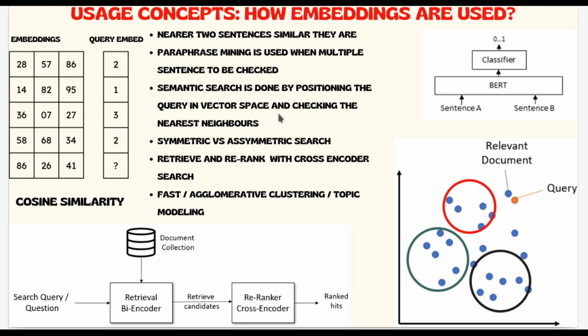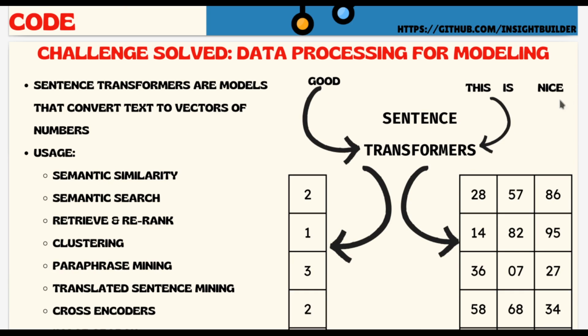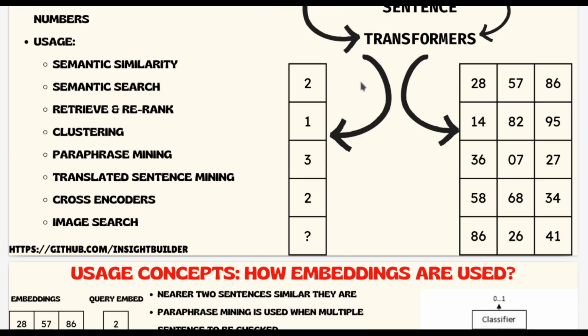Semantic search is also done by positioning the query vector. And the most important point is that there are two kinds of semantic search: one is symmetric and another is asymmetric search. For example, if your embeddings are all long sentences, and your query is a small sentence, then it is asymmetric, meaning the length of the embedded sentences is greater than the length of the query sentence. If the sentence lengths are the same, then it is symmetric search.